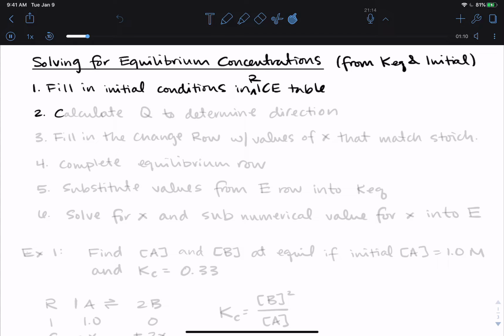Second, calculate Q to determine the direction of the reaction. Now, if you can determine the direction of the reaction without calculating Q, right? Remember those cases where you have zero reactant or zero product. You don't have to do a calculation, but you need to pause and consider which way your reaction would go.